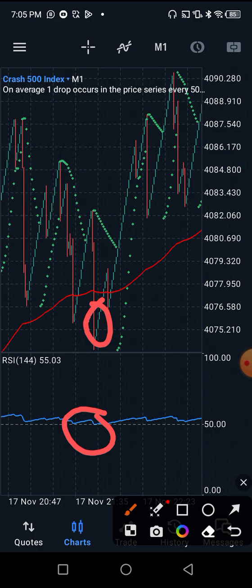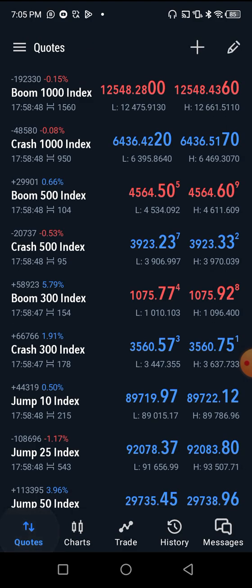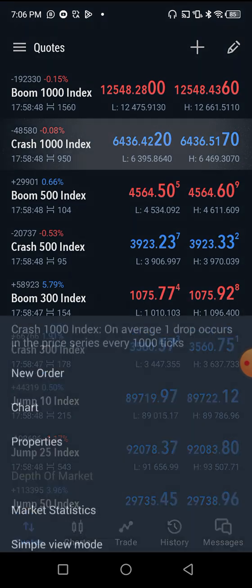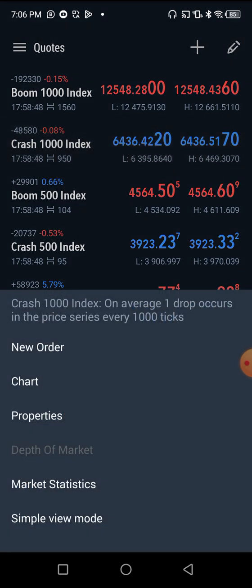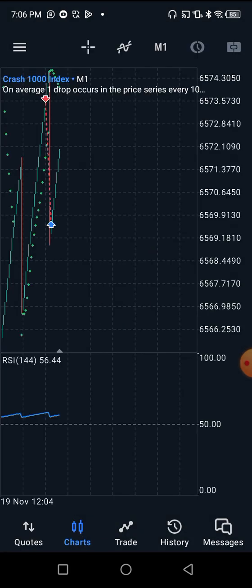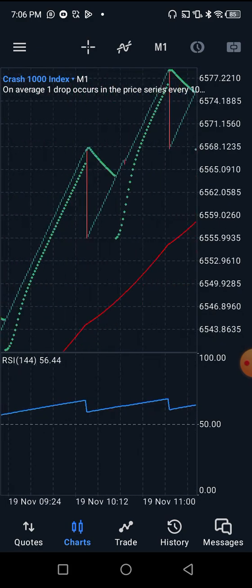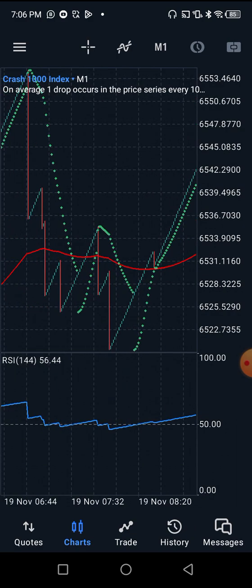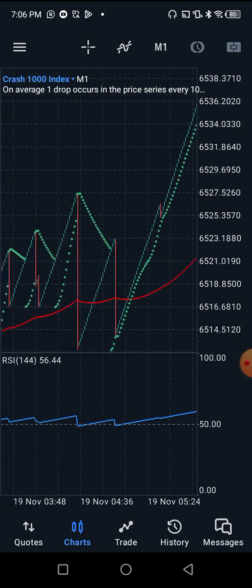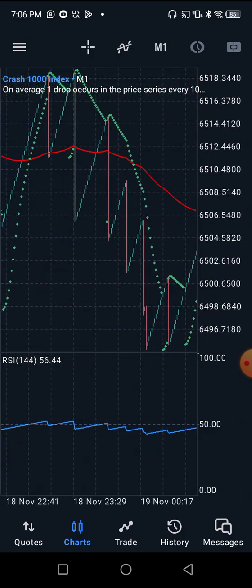So let's check Crash 1000. Oh my god. Guys, this is Crash 1000 doing intense. This Crash 1000 is doing intense, guys.